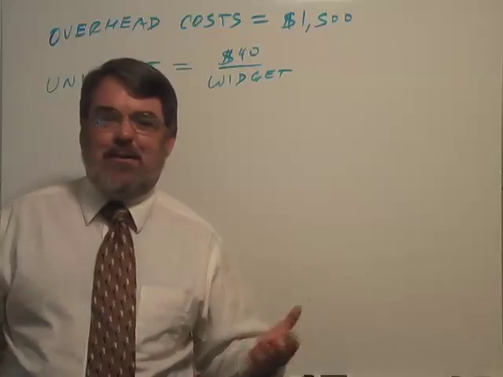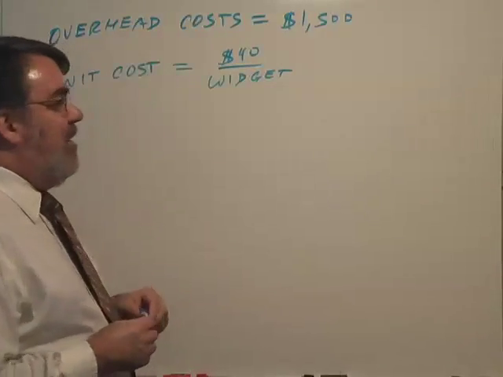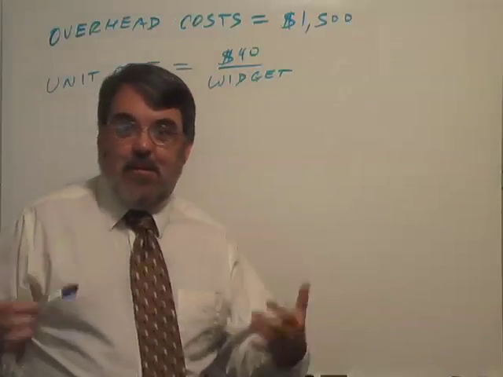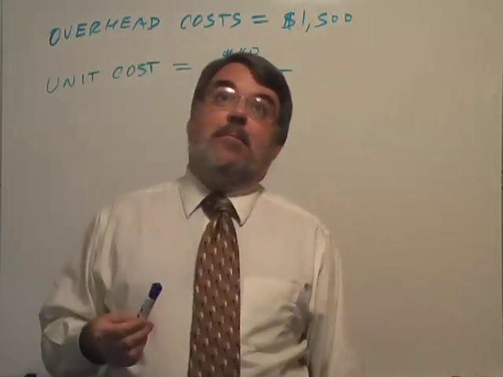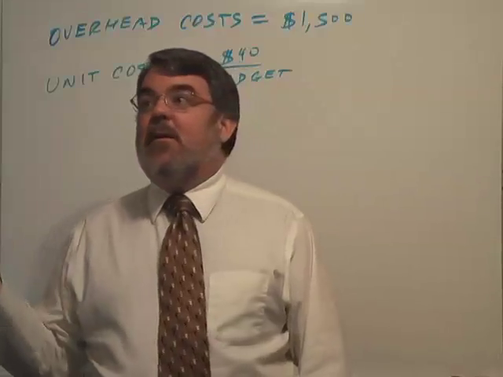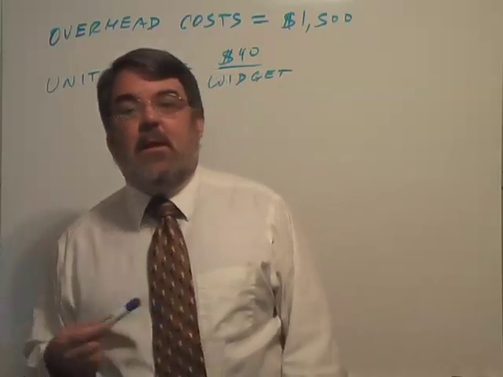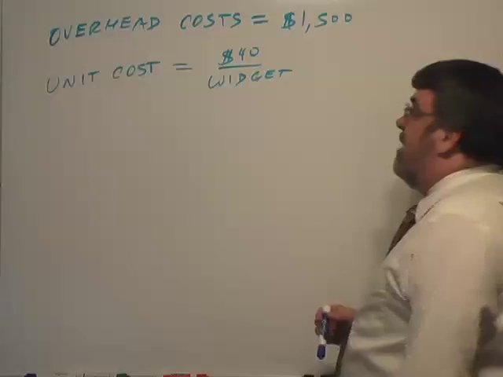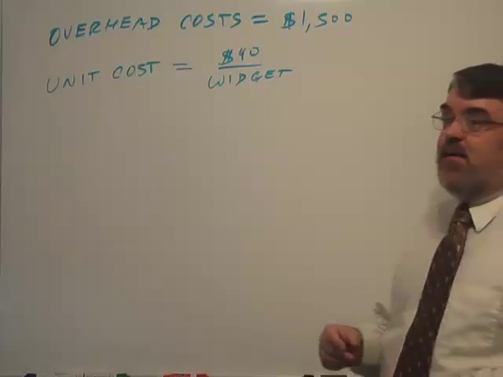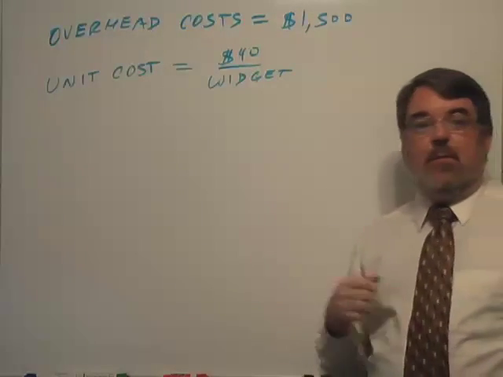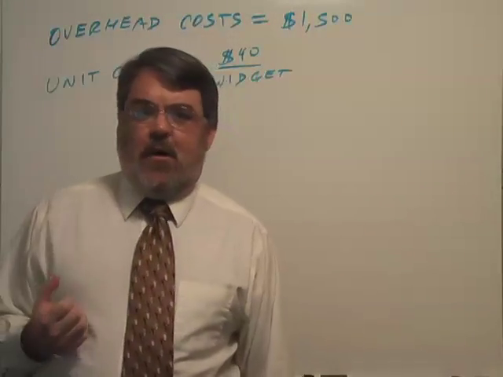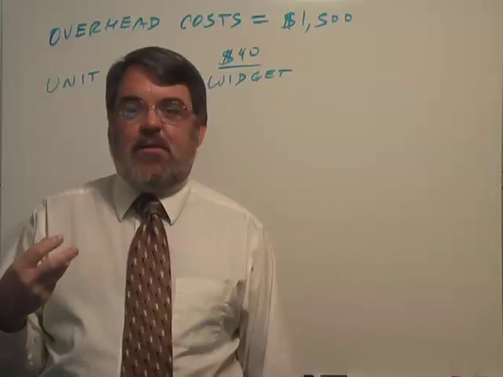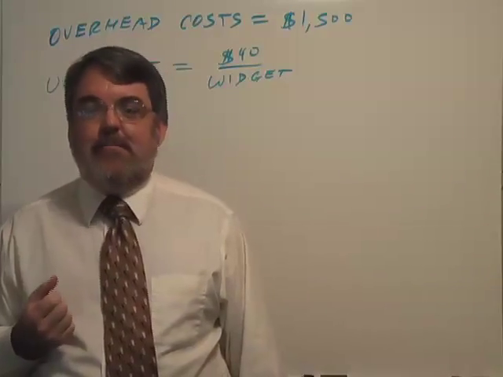All right, everybody knows what widgets are, right? Now, this is a very small company. It's a small operation, and we have a small building. It has lights, air conditioning, electricity, water, rent, and let's say that the overhead costs are $1,500 per month. In finite math, we call that the fixed cost. It's fixed regardless of how many widgets you make.